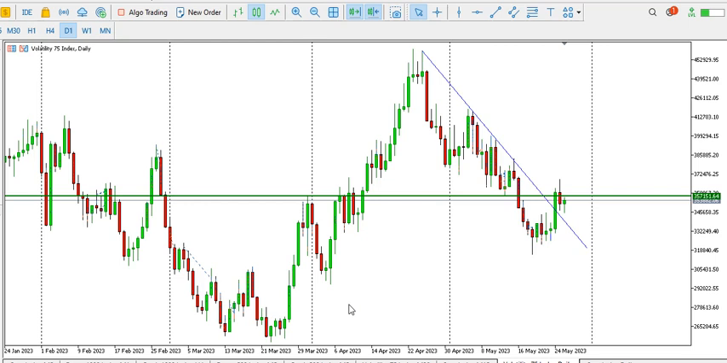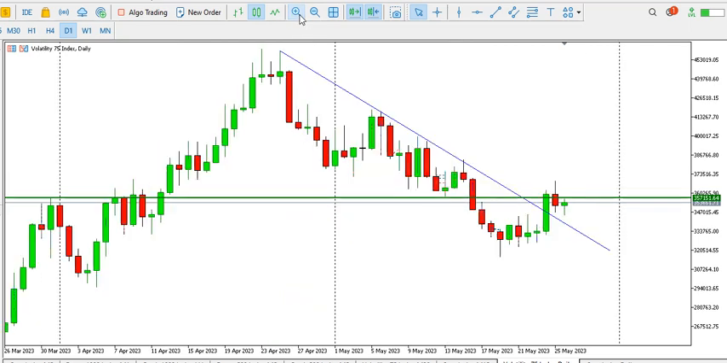Today we'll be looking at how we can trade volatility 75 index on the smaller time frames. We are also going to look at how we can trade step index on the smaller time frames. But I'll be looking at the higher time frames first. I'm talking about the volatility 75 index on the daily time frame.